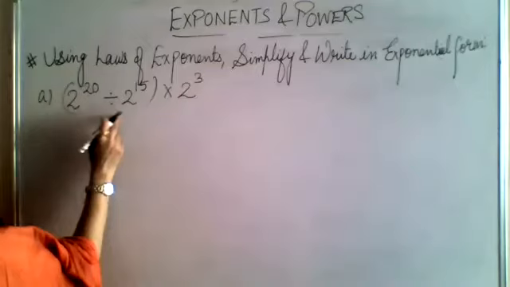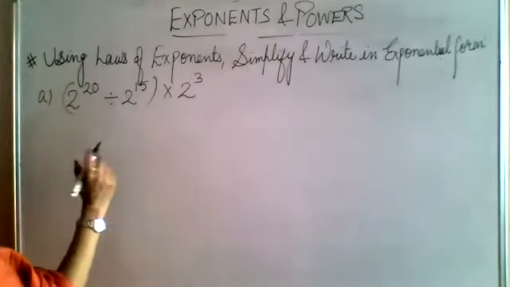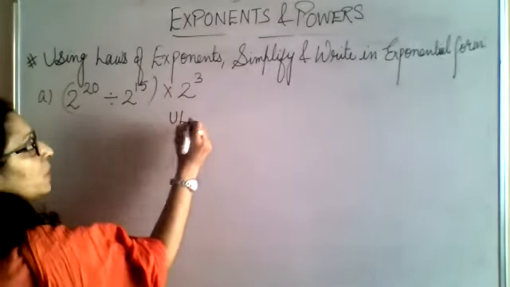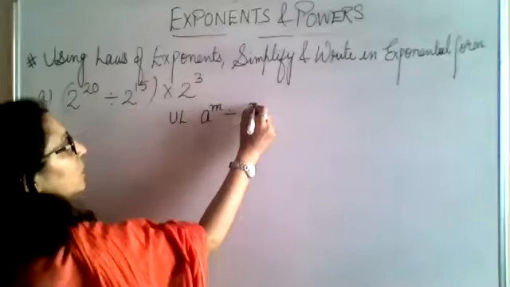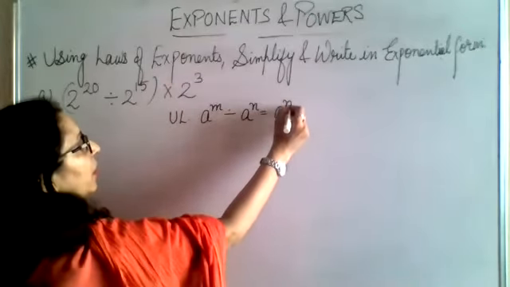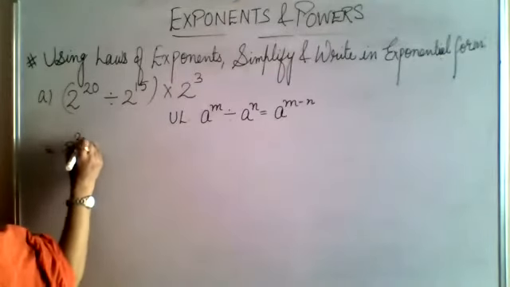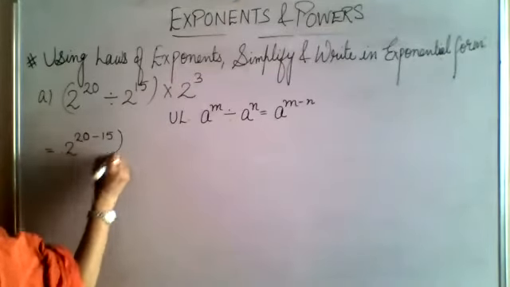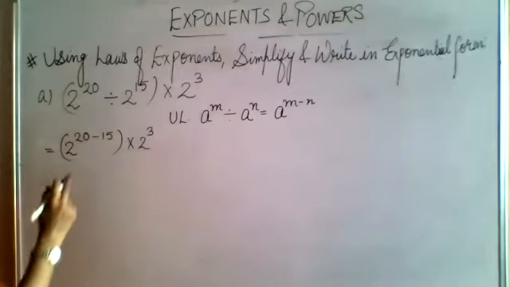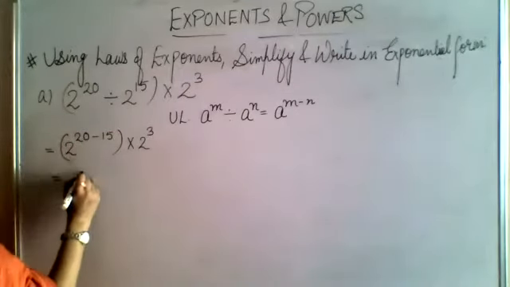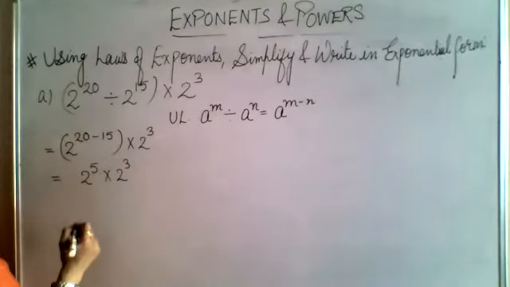Here the bases are the same with a division sign, so the powers will be subtracted. Using the law a raised to power m divided by a raised to power n is equal to a raised to power m minus n, I will get 20 minus 15. Then I will write 2 raised to power 3. 20 minus 15 is 5.